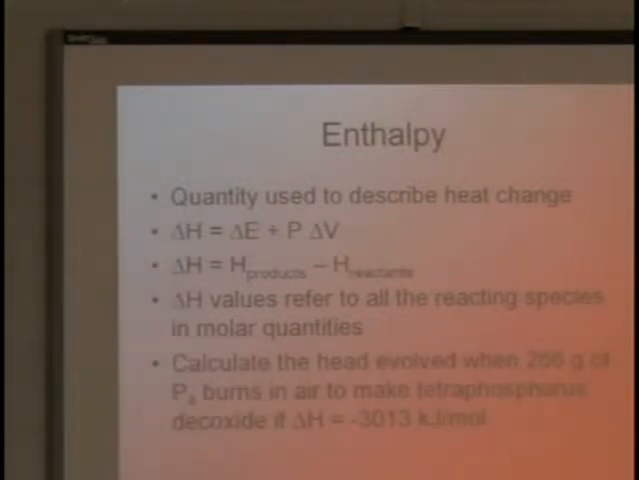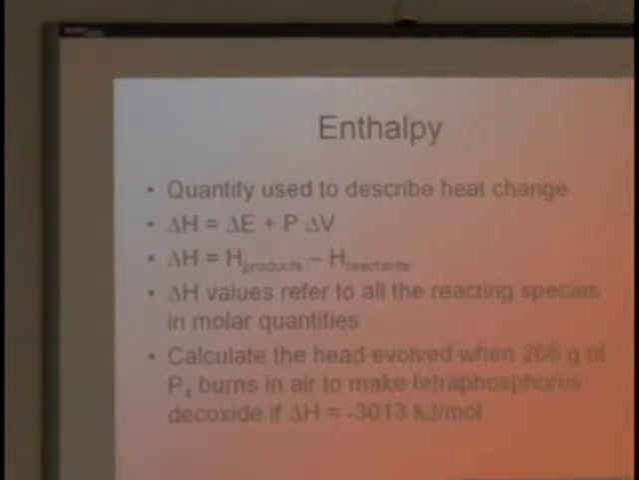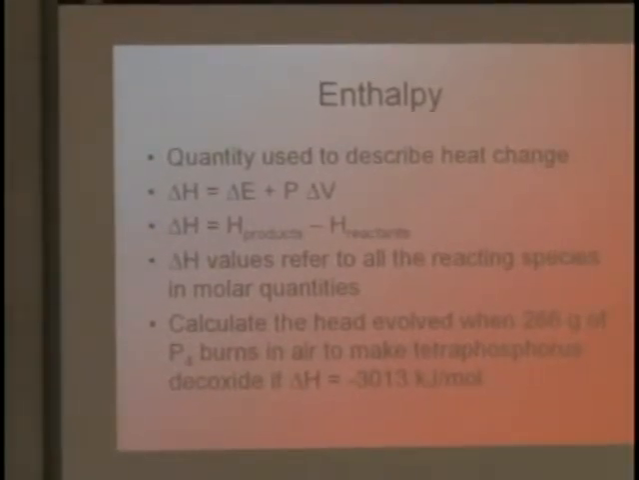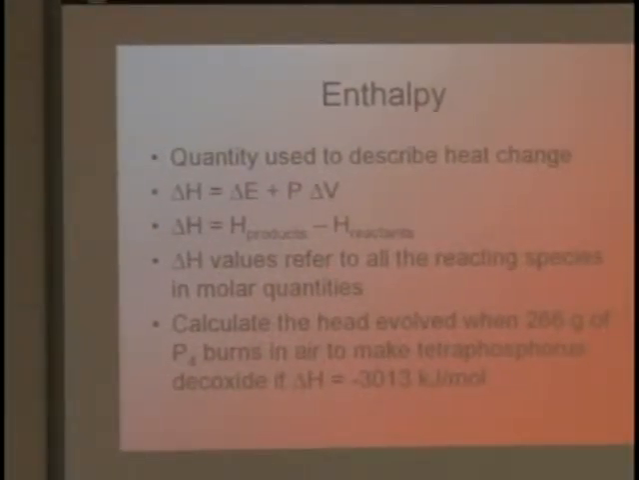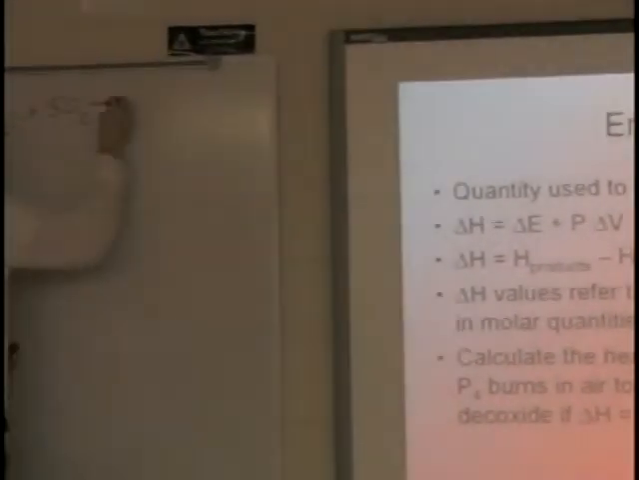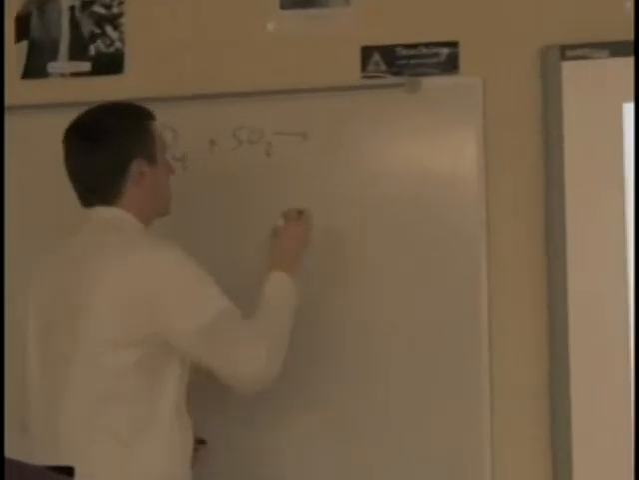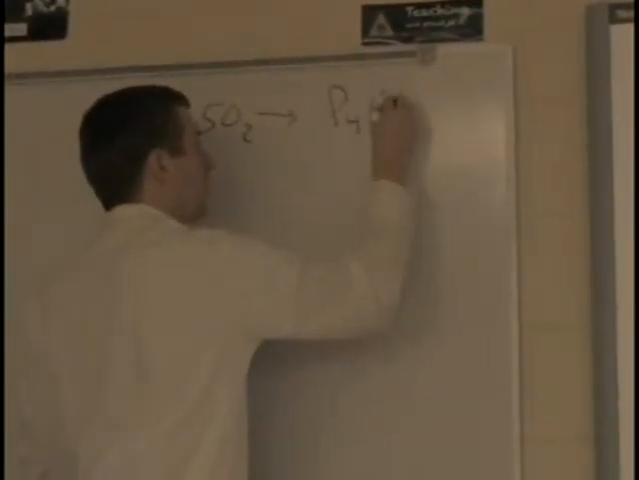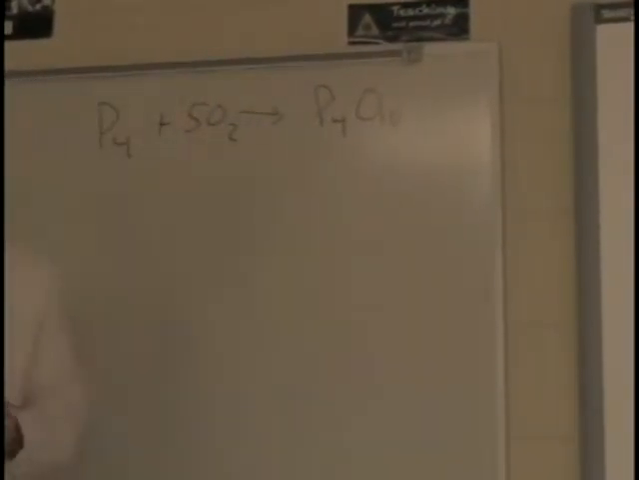And here is the question that we'll work on next. It says calculate the heat, it should say heat, not head, heat involved when 266 grams of P4 burns in air to make tetraphosphorus decaoxide with a delta H of negative 3,013 kilojoules per mole. So the first thing I'm going to do is write the balanced equation on the board for that. Here's P4 plus 5O2 is going to make my tetraphosphorus decaoxide, P4O10.